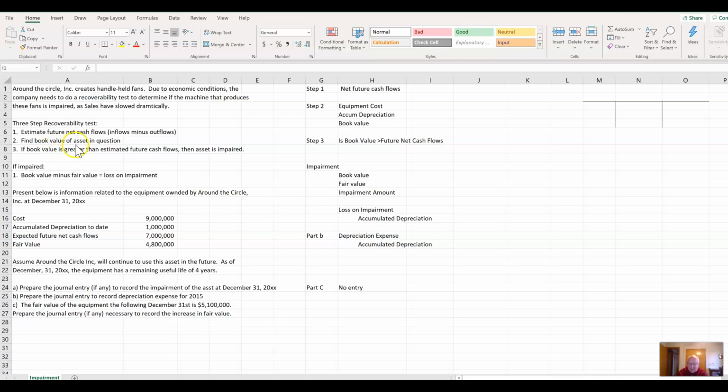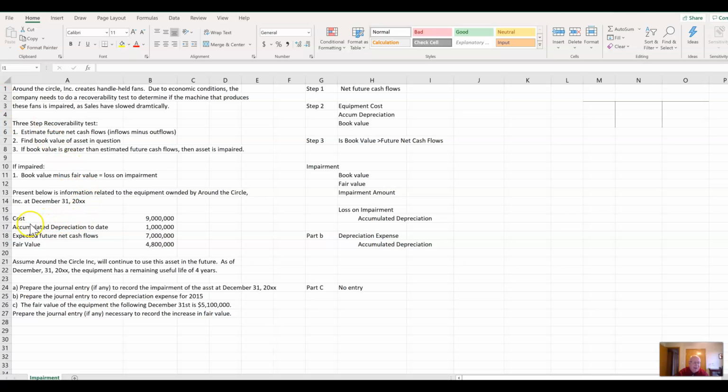That's your cost minus your accumulated depreciation. And then if the book value is greater than the estimated future cash flows, then the asset's impaired. And then if it's impaired, then the book value minus the fair value is the impairment. Okay, not the cash flows, but it's the impairment. We're going to do it a little bit easier because what you actually do is take the present value of the cash flows at a discounted rate, but it's given to us.